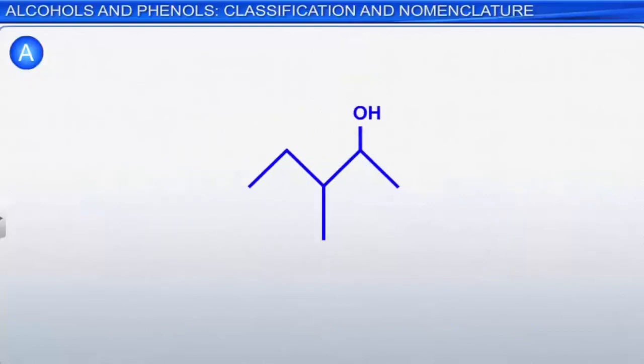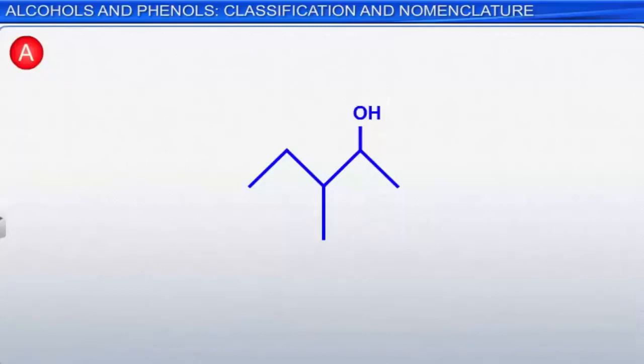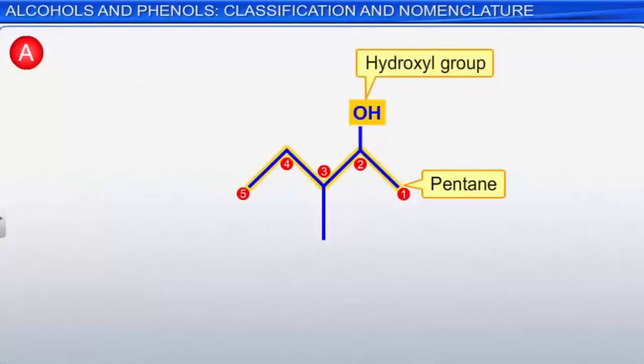When naming organic compounds, remember to find the longest continuous carbon chain. Start counting the carbons at the end of the chain nearest to the hydroxyl group. In molecule A, the longest continuous chain has 5 carbons. Start counting from the right-hand side of the molecule, at the end nearest to the hydroxyl group.